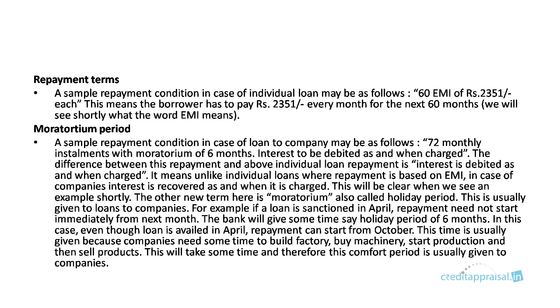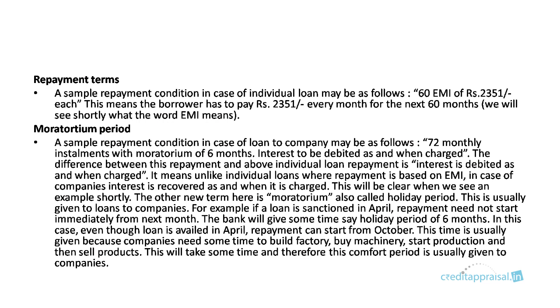Then there is something called moratorium period. So let us say a sample repayment condition: 72 monthly installments with moratorium of 60 months. Interest to be debited as and when charged. This is usually how repayment conditions are stipulated in banks.